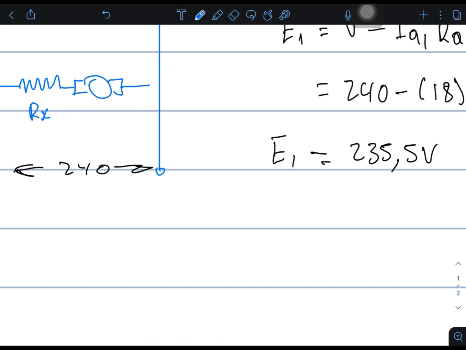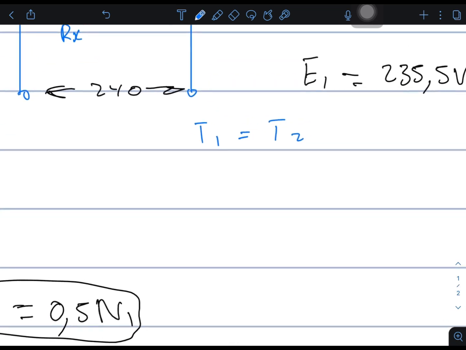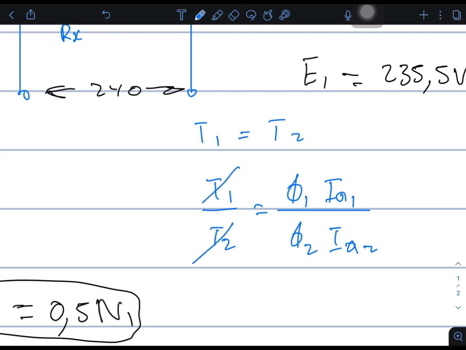Meaning T1 is equal to T2. Then we write the formula for torque: T1 over T2 equals flux 1 times I armature 1, over flux 2 times I armature 2. We say that T1 and T2 are equal, so we can cancel.